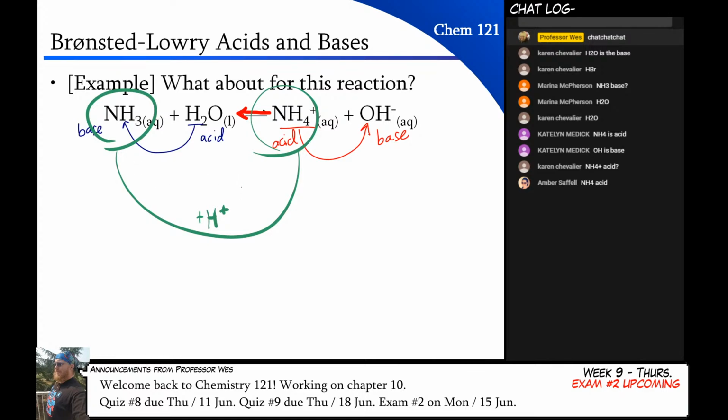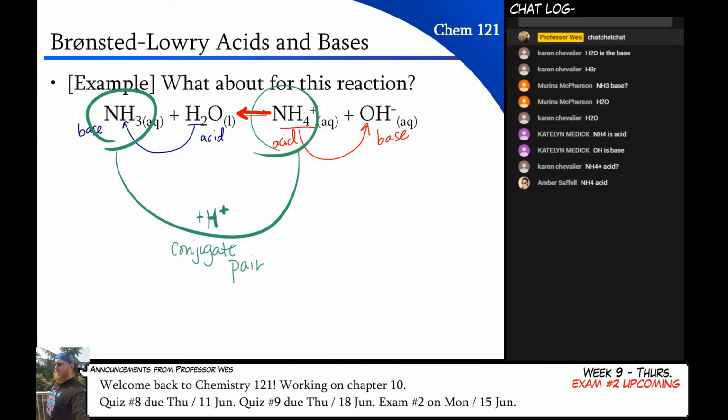One of them acts as a base, and one of them acts as an acid. These are called conjugates. And we link them together to call them a conjugate pair, because they differ by H plus. For any acid-base reaction, you will always have two conjugate pairs.